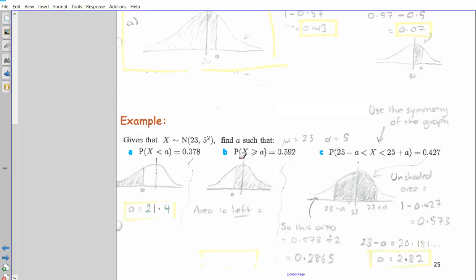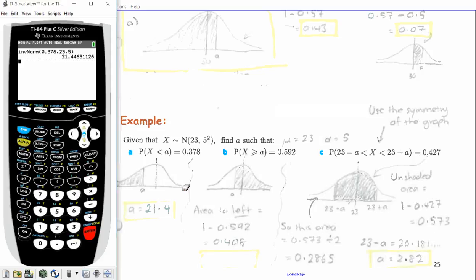Now let's do B. Probability, note this was x is less than A. Probability x is greater than A is 0.592. So remember, the area that goes into the calculator has to be the area to the left, but we were given the area to the right because it's saying x is greater than A. And we know A has to be to the left of the mean because this area is more than half, more than 0.5. 0.5 is this area, plus there's got to be another 0.092 here. So area to the left, it's easy, just do 1 minus this. So area to the left is 1 minus 0.592, which gives you 0.408. So this is the area that goes into your calculator.